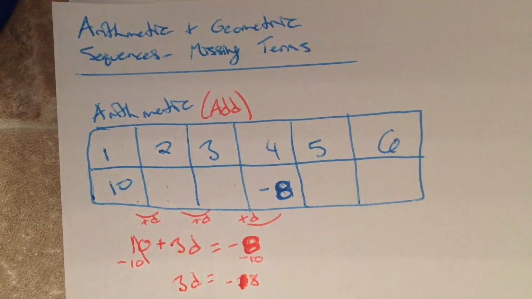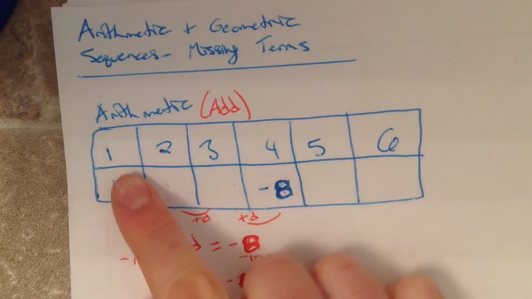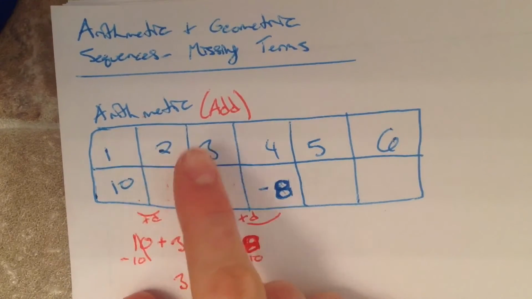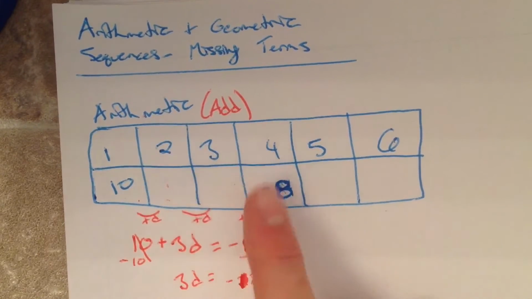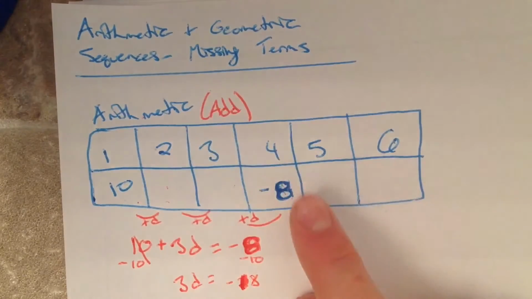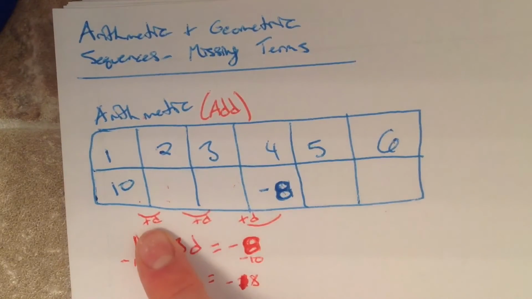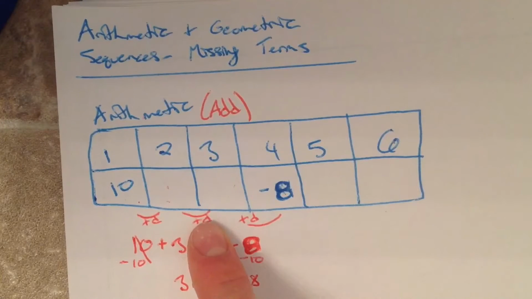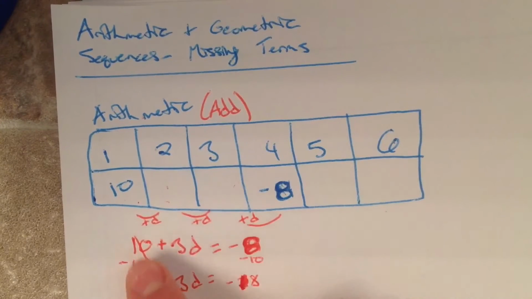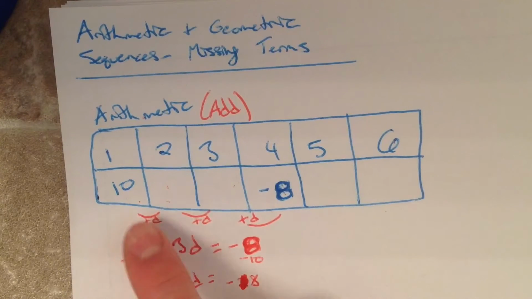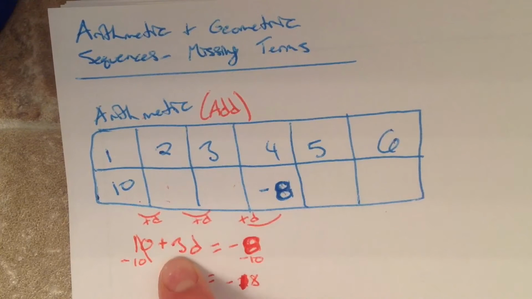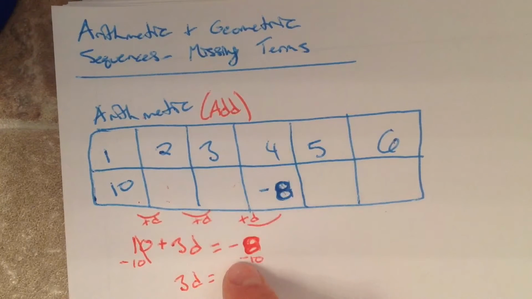So finding missing terms in arithmetic and geometric sequences, say we're given them in a chart. We know in our first slot we have a 10, and if we add some number each time, remember arithmetic we add, we're going to get to another number. Well, we add the same number, we add the same number, we add the same number. So we started at 10, we added that same number 3 times, and we ended up at -8.